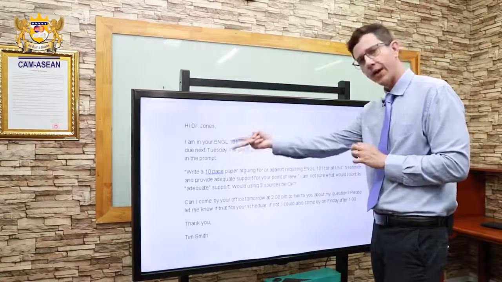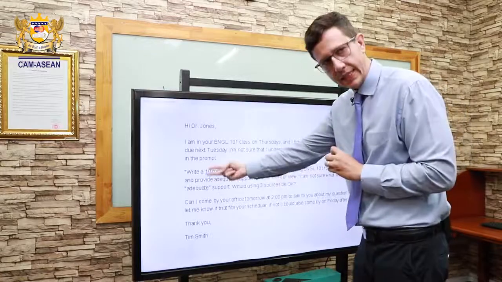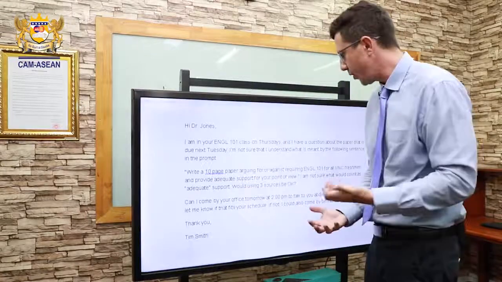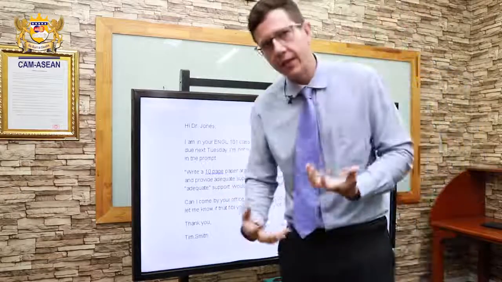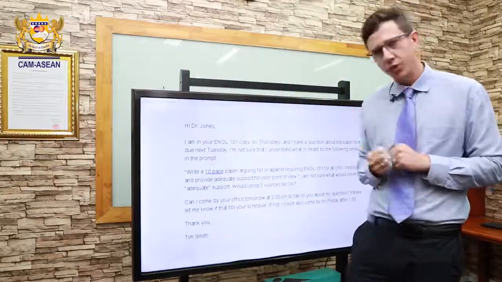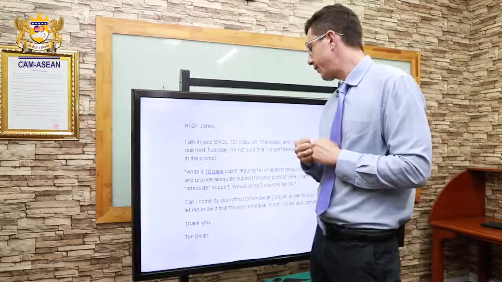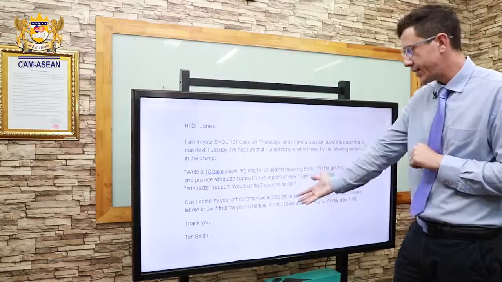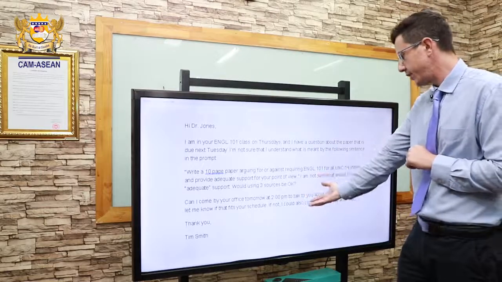Now, part 1, why are you writing? Part 2, the details. So part 3, it's the conclusion, it's the finish. So normally in email writing, we use the conclusion to ask for action. We ask the reader to do something. Now, here, can I come by your office to talk? They want to talk to the teacher, they're asking if it's possible.